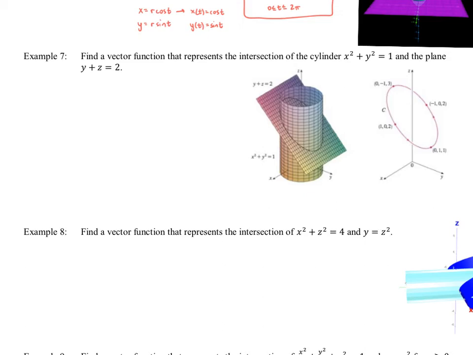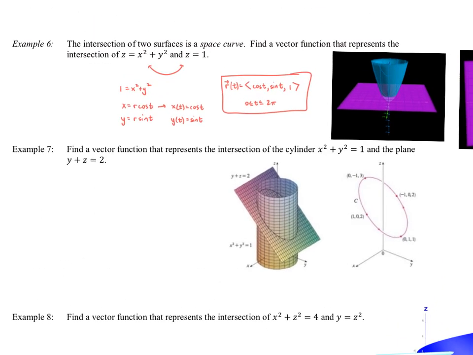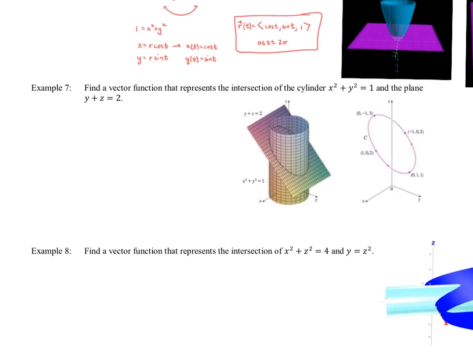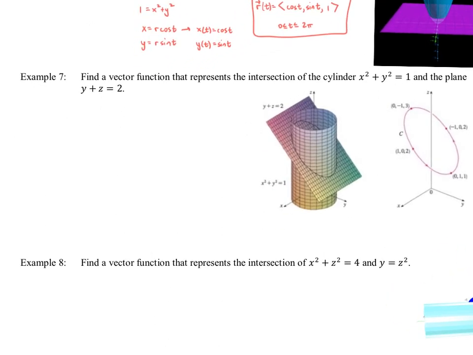So the question is, what would be a vector function that would represent the intersection? Now you can see by the diagram that it is circular in nature, but it's almost kind of this oval shape. It's sort of on this slant. And so this is going to certainly be a little bit different than what we did in the last example. We are, however, going to look at the x squared plus y squared equal to 1, and we're going to use the same parametric equations for that. I'm going to use x is equal to cosine of t and y is equal to sine of t.